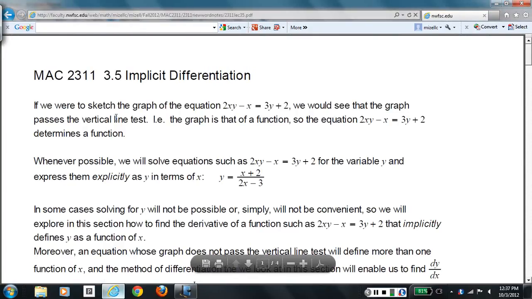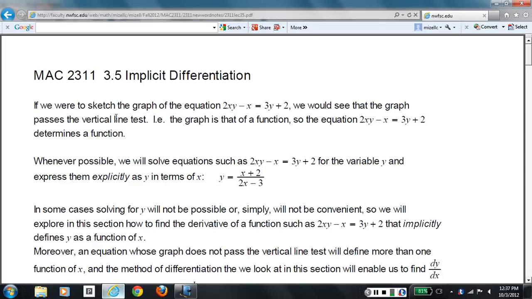Implicit differentiation. A lot of words on the first page here. Basically, I want to point to a couple of expressions. And then the first example is where I want to spend a good bit of time introducing the idea of implicit differentiation.